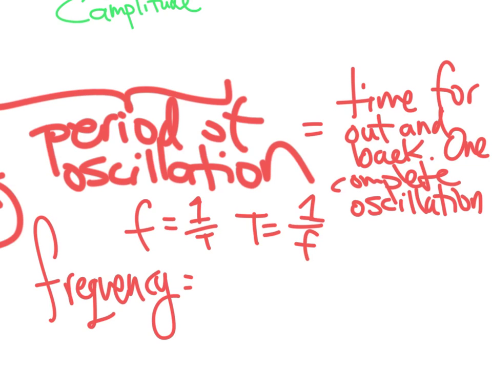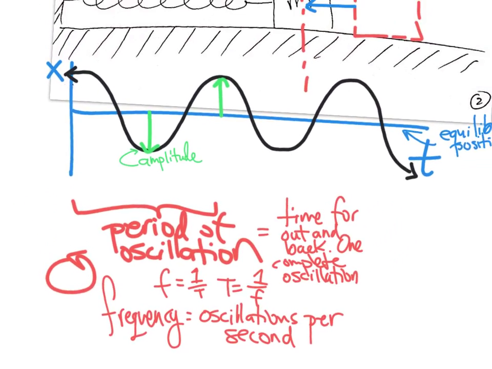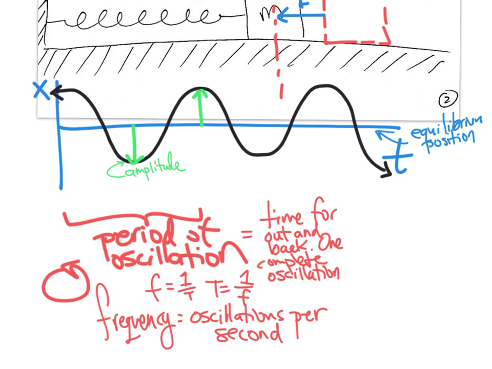Frequency is the oscillations, you guessed it, per second. So seconds per oscillation, that's period. Oscillations per second, that's frequency. There we go. We can't really graphically represent frequency, but we can definitely graphically represent the period of oscillation, and then we just do 1 over that and we get the frequency. Okay, so what else do we have?